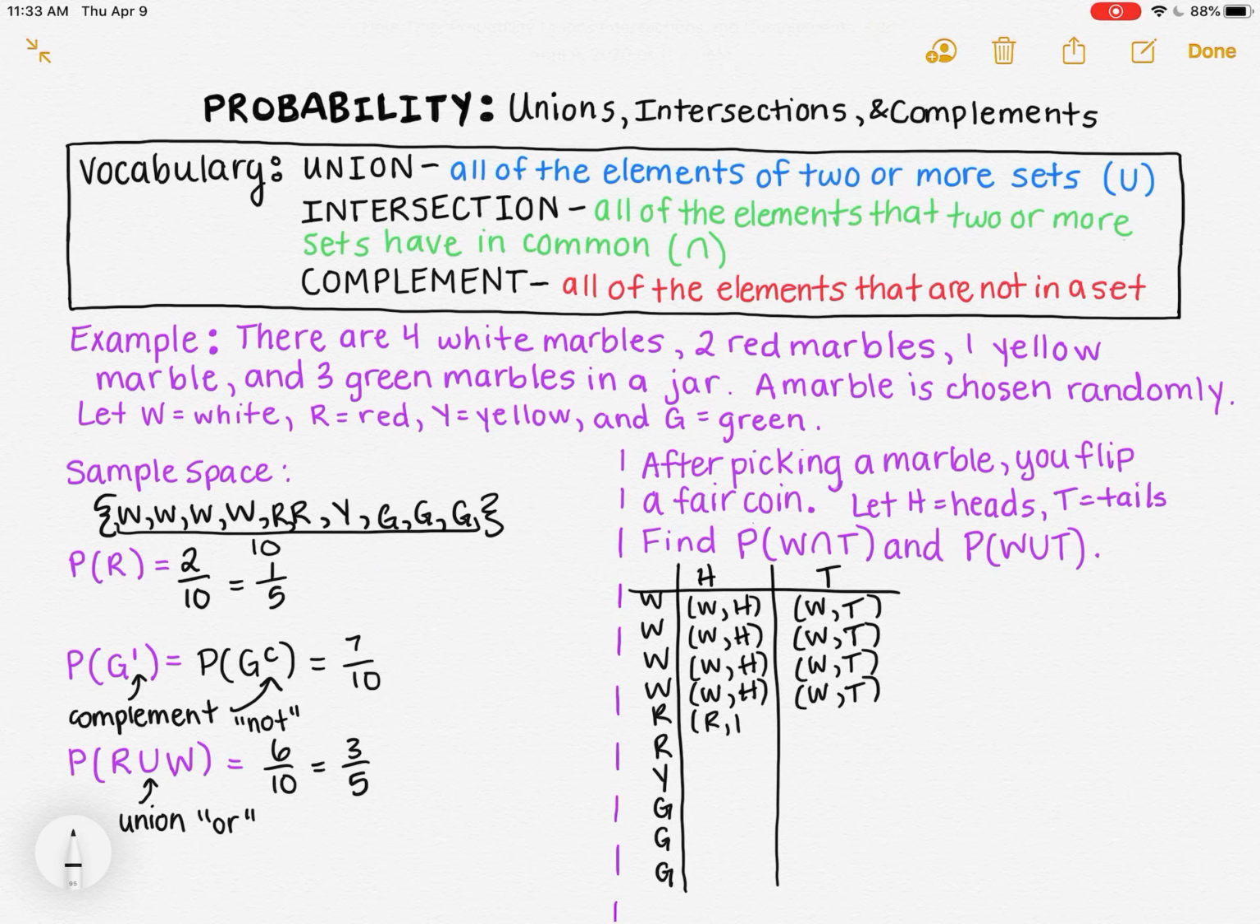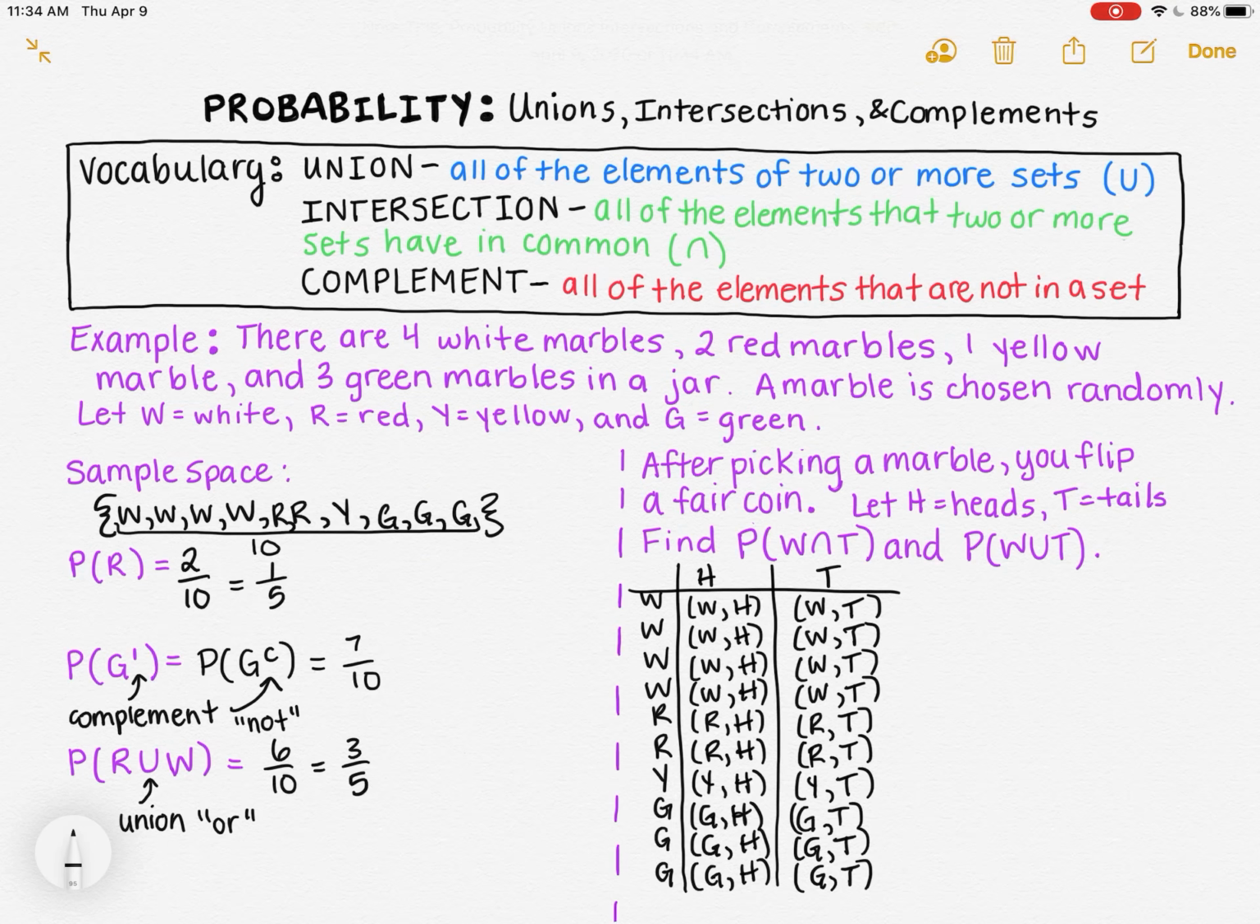Same thing with the red ones. I can pick a red marble and then flip heads, or pick a red marble and flip tails. And that goes for the second red marble as well. I only have 1 yellow marble, so I can pick a yellow and then flip heads, or a yellow and then flip tails. And then for the greens, I can pick a green and then flip heads, or flip tails, and that same thing goes for all 3 green marbles. I know this might seem like a lot of writing, but once we have this all written down, it's going to be so much easier to answer the question.